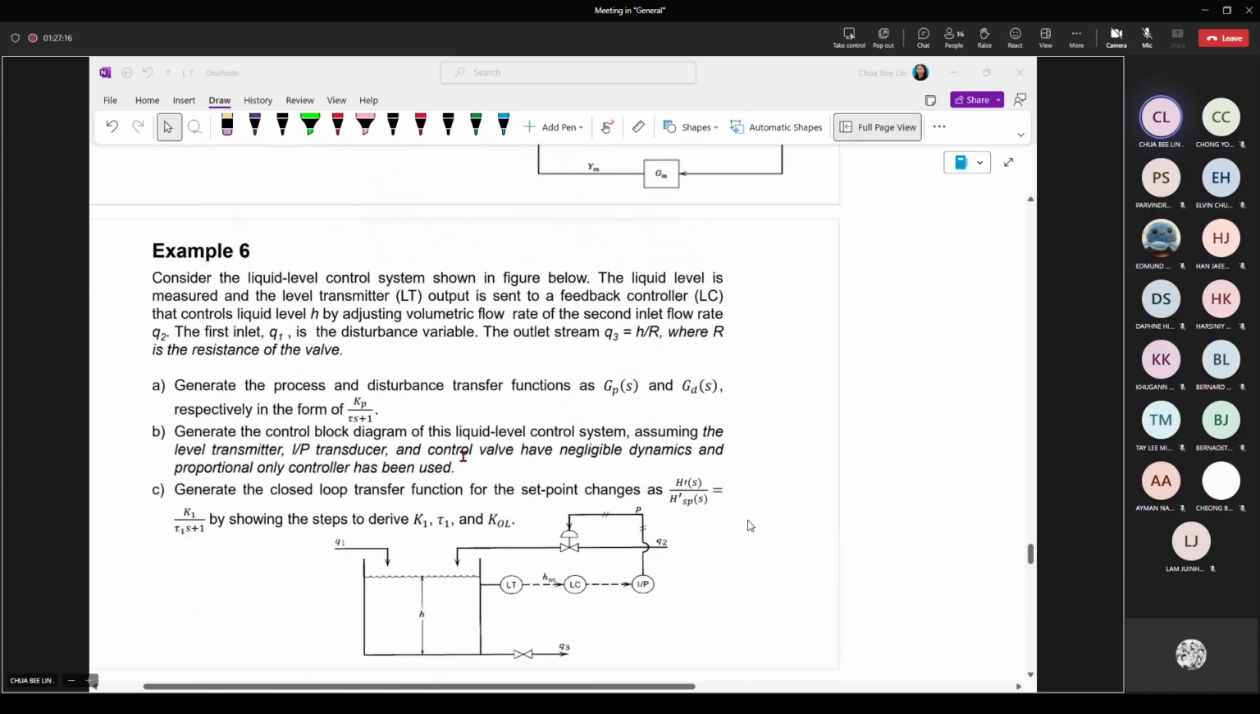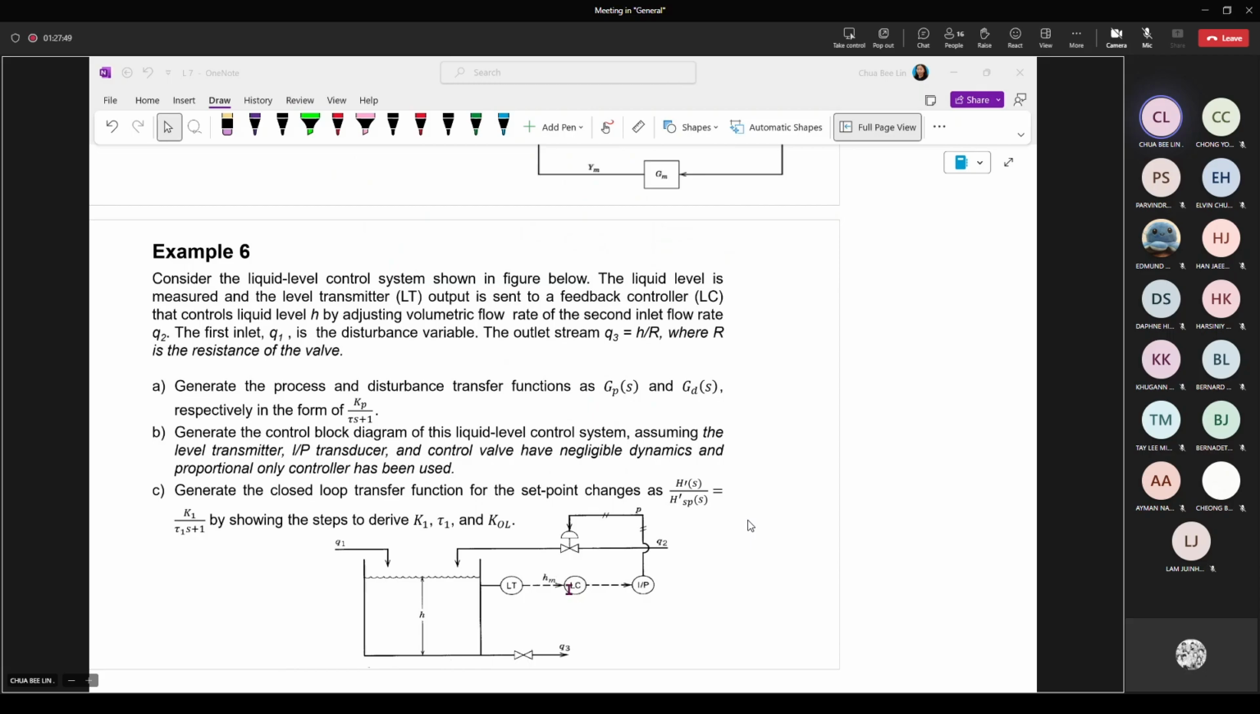This is exactly the same example I have mentioned just now. It is a level control system. Your output is the H. You will measure this using the LT, which means this is a level transmitter. If the transmitter is used, then the H now becomes your measured variable, HM. You can see the signal changes from a solid line to a dotted line, indicating it is actually an electrical signal, for example, milliampere.